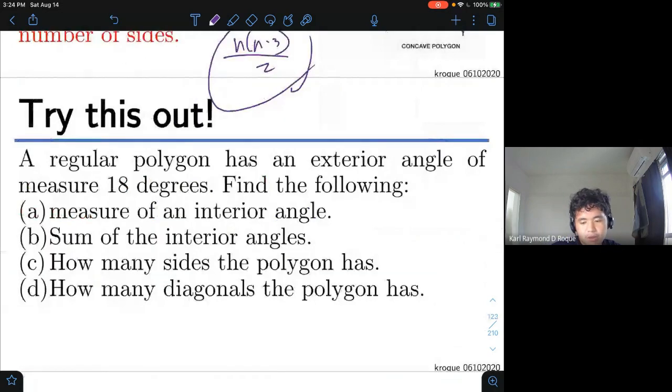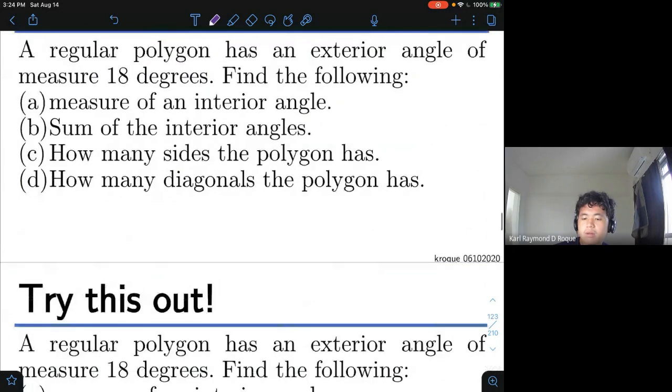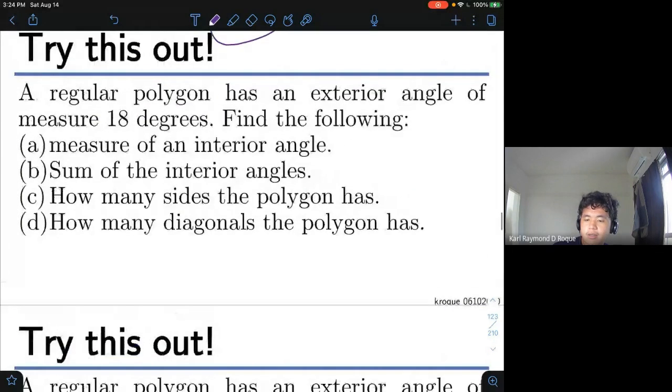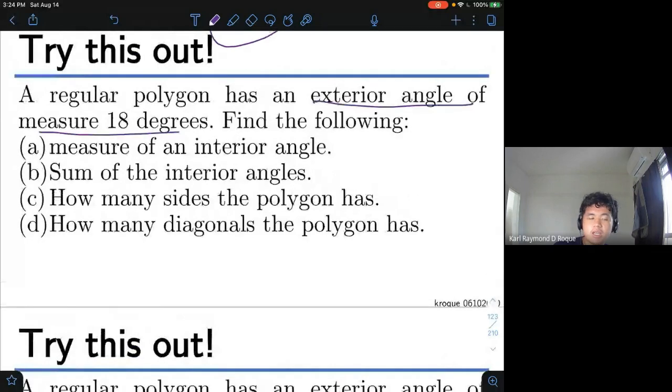Sige, I'll answer this for you. A regular polygon has an exterior angle of measure 18 degrees. Find the following. How many sides? Exterior angle of measure 18 degrees, regular polygon, 360 over n equals 18. There are 20 sides. How many diagonals does it have? D is n times n minus 3 over 2. Na-derive yun by using combinatorics. We won't discuss that na.